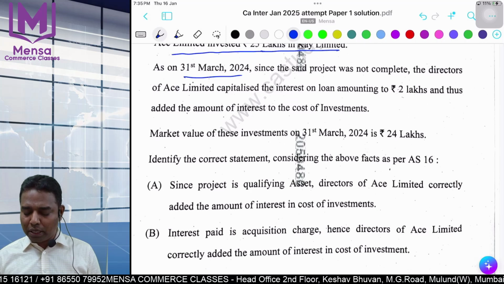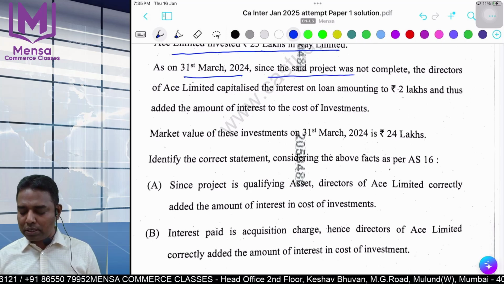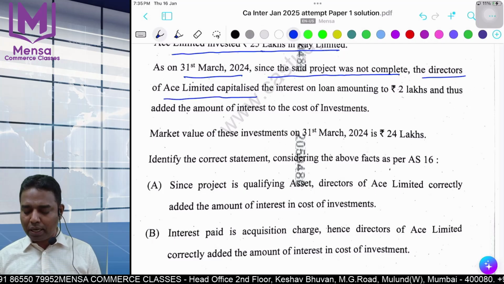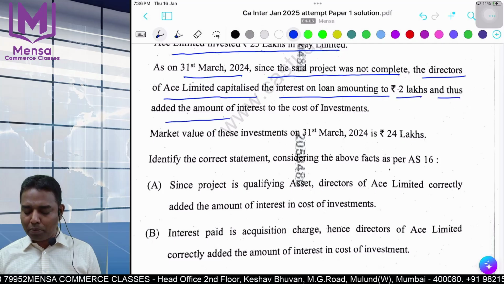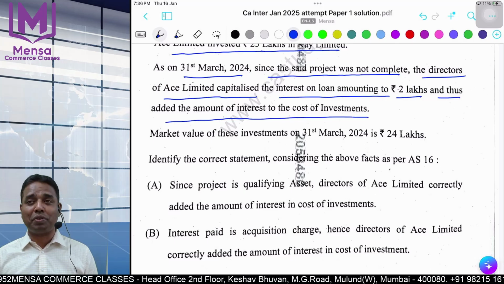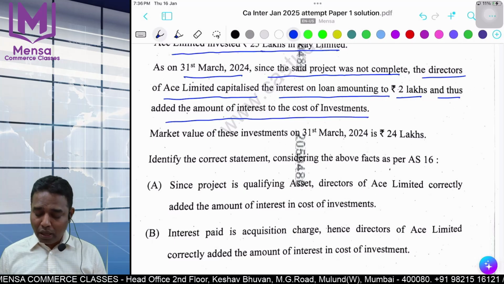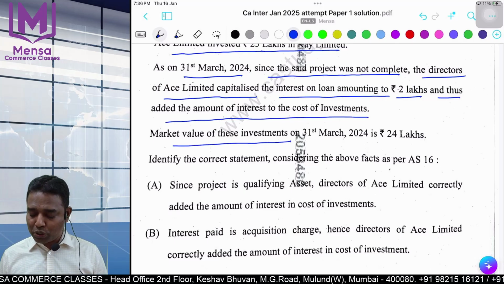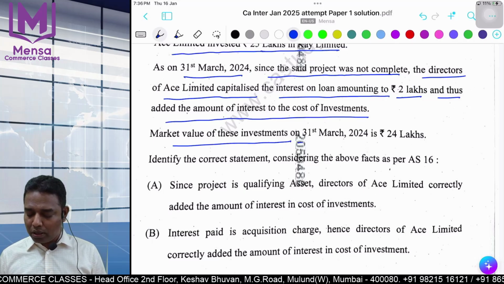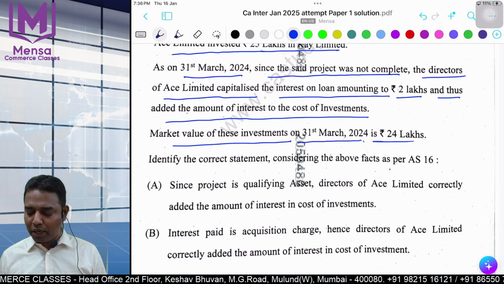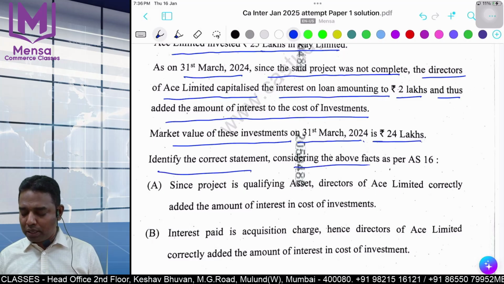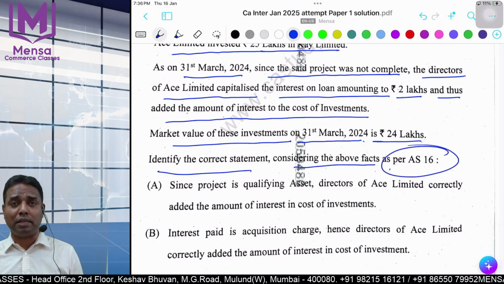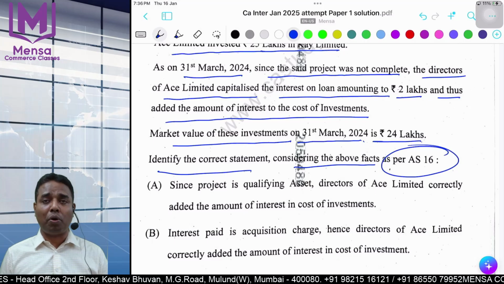On 31st March 2024, since the said project was not completed, the directors of ACE Limited capitalized the interest on borrowing cost of 2 lakhs and added the amount of interest cost to the cost of investment. The market value of these investments on 31st March 2024 is 24 lakhs. Identify the correct statement considering the facts as per AS 16. AS 16, that is on borrowing cost.